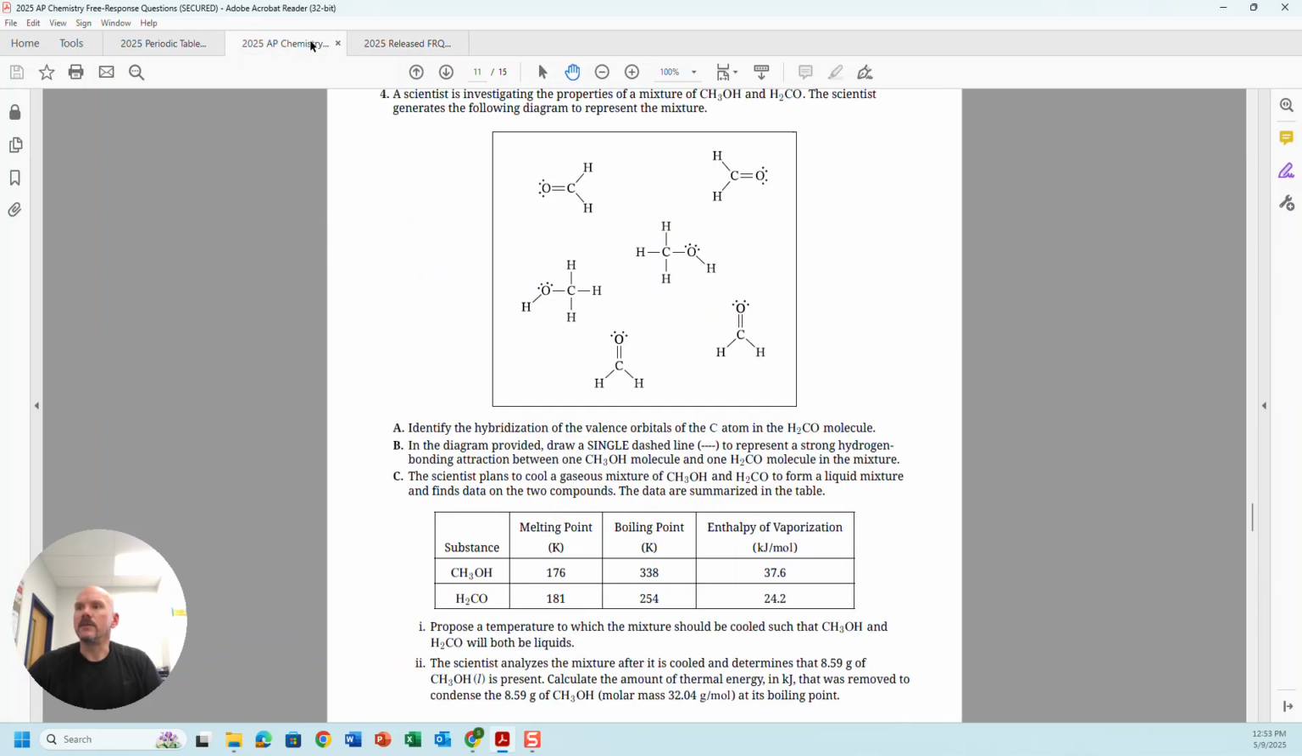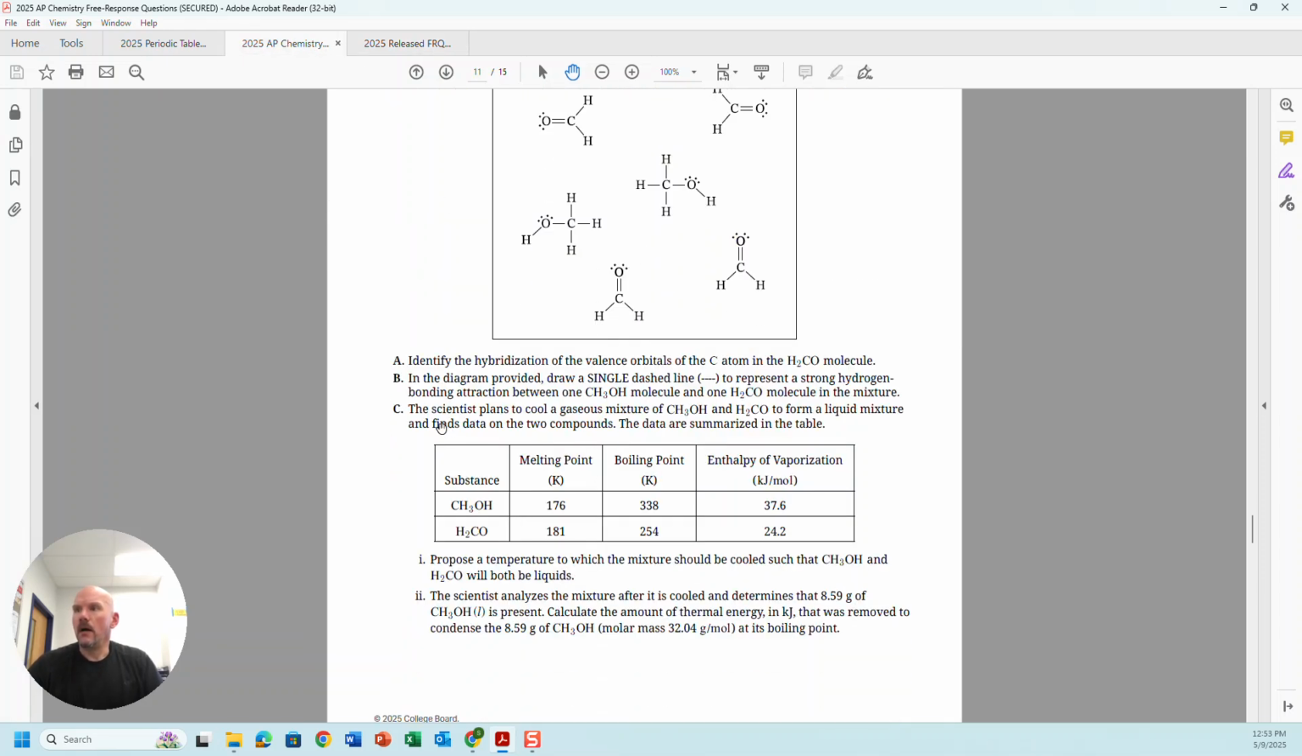So the next question: they give us the melting point, boiling point, and enthalpy of vaporization, delta H. Notice that methanol has a lower melting point, but it has a higher boiling point and a higher heat of vaporization. It means it has stronger IMFs, and that's probably because methanol can have hydrogen bonding between its molecules, but formaldehyde can only have dipole-dipole interactions. So just things to think about. That's not what they ask here.